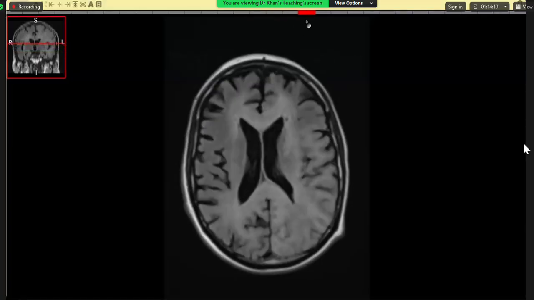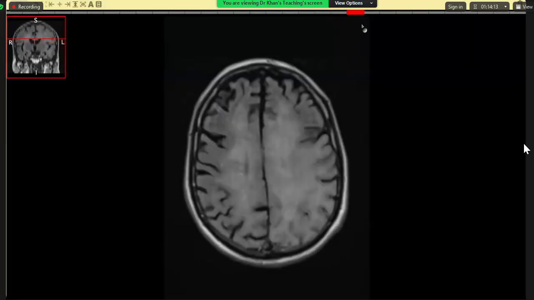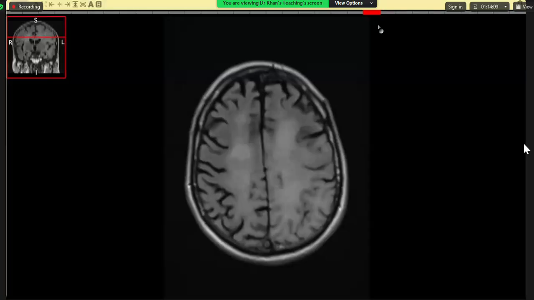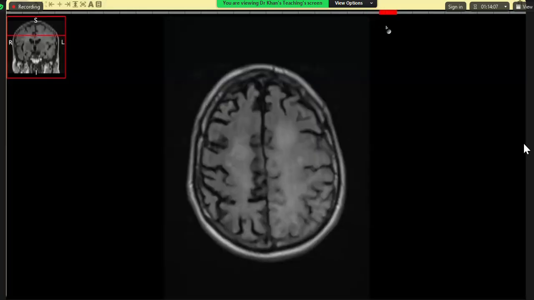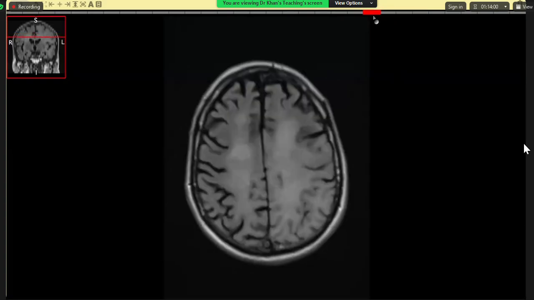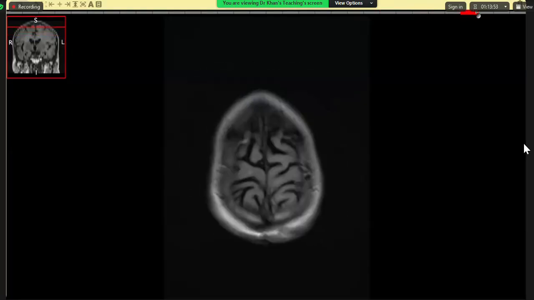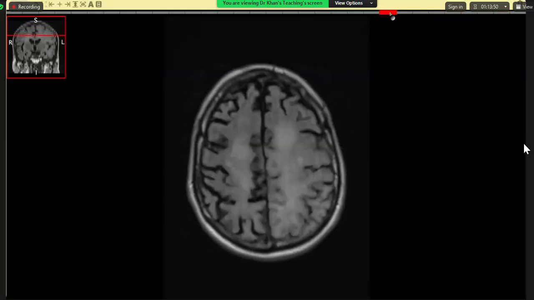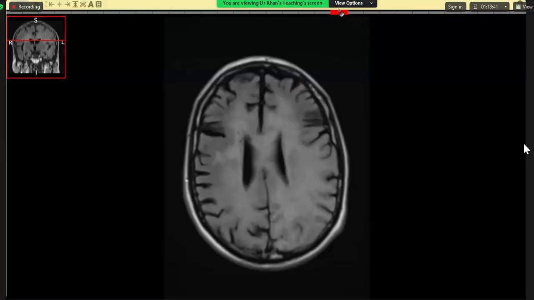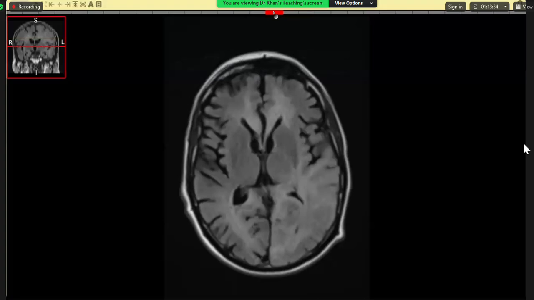This is a FLAIR sequence. I can see that there is abnormal hyperintense signal in the deep white matter and centrum semiovale, more in the right aspect of the brain, especially the right parietal and the frontotemporal lobes. And also it appears to be in the left aspect, especially in the left parietal lobe.